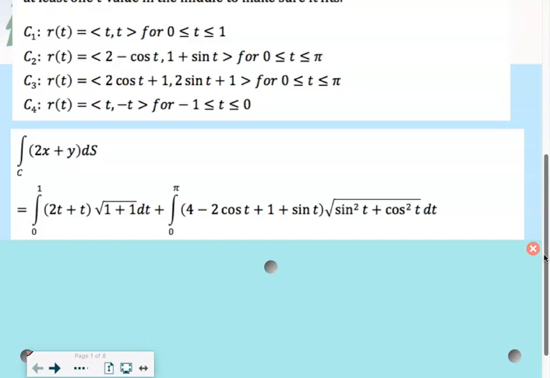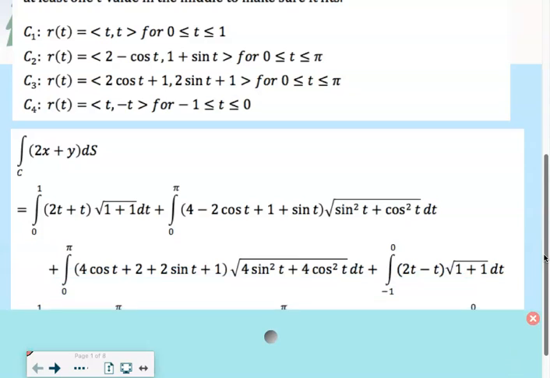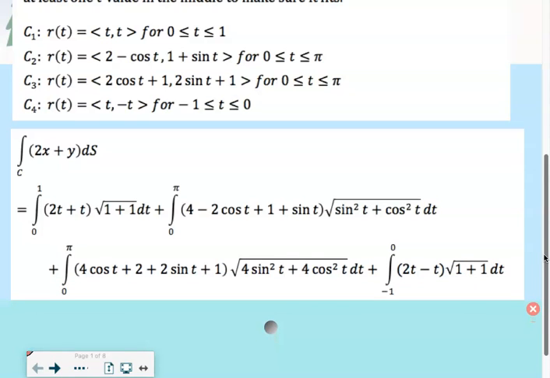This is me. It looks like I wrote out the entire thing in one big gigantic problem. So this is C2, which has an x of 2 minus cosine t and a y of 1 plus sine t from 0 to pi. So replace, arc length, square, square. Next one, 2 cosine t plus 1, 2 sine t plus 1, arc length. And then the last one, just t, negative t, with your arc length from -1 to 0.